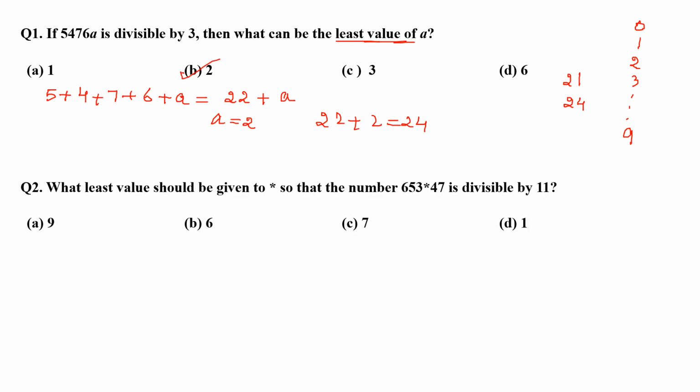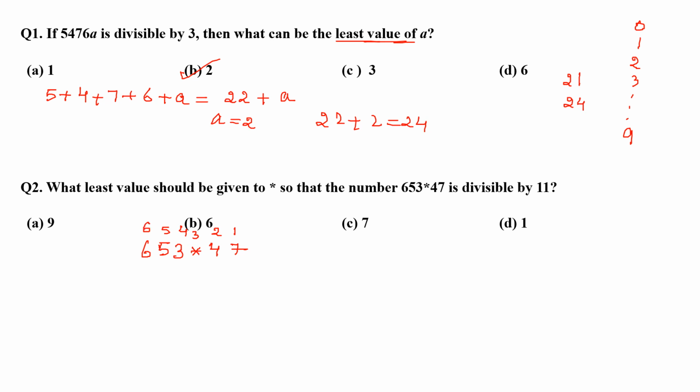Now next question. What least value should be given to this star position so that this number is divisible by 11? So now the rule for 11 is you have to first give the position to the digits in the given number. So I'm going to write it. This is my given number. I'm going to give the position. First position, second, third, 4, 5 and 6.